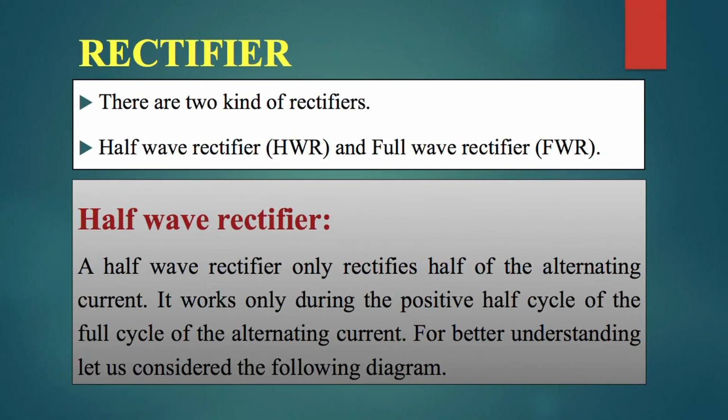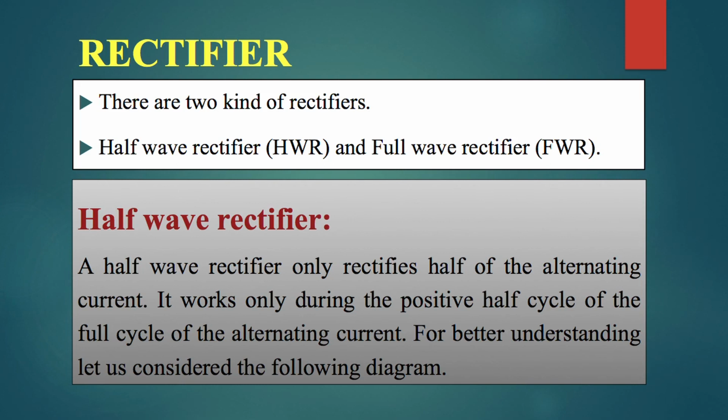So that means that a PN junction only allows current to flow in forward bias mode, and this concept is used in a rectifier circuit. A rectifier circuit converts alternating current to direct current, and this process is known as rectification. Let us discuss the rectifier block now. So we have two kinds of rectifiers. One is the half wave rectifier and the other is the full wave rectifier.